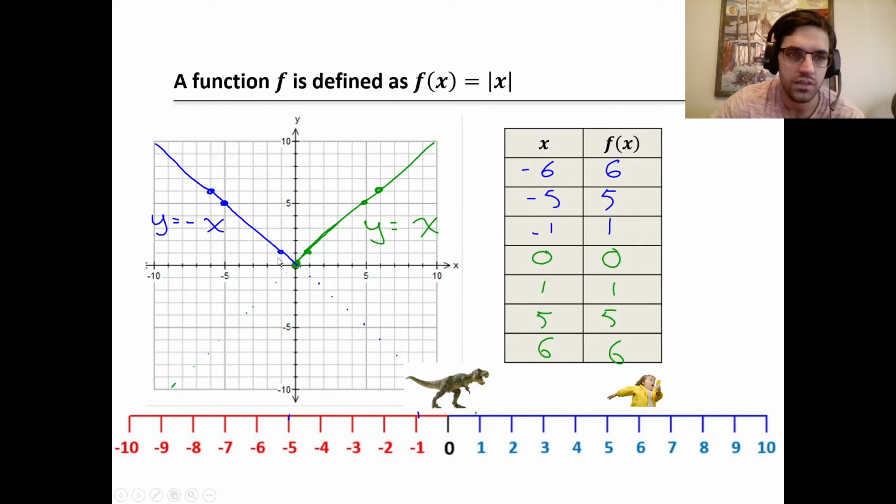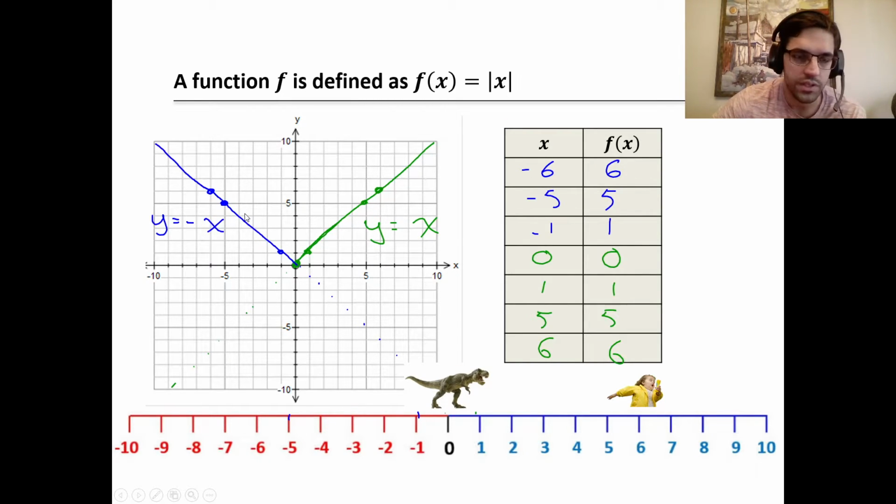The blue line is similar, but it's the negation of the slope. So we have a slope of positive 1 on the green side. On the blue side, we have a slope of negative 1, as in this blue line goes down 1, right 1 every time. It also has a y-intercept of 0.